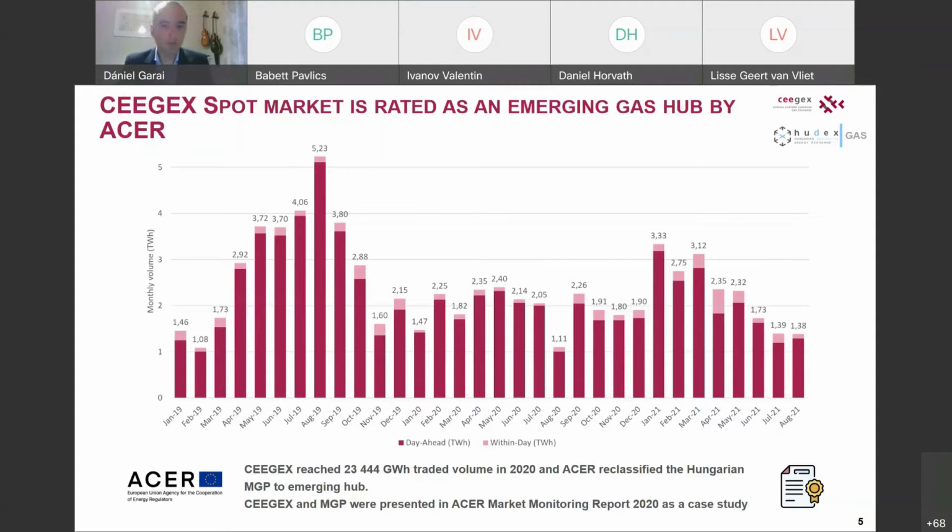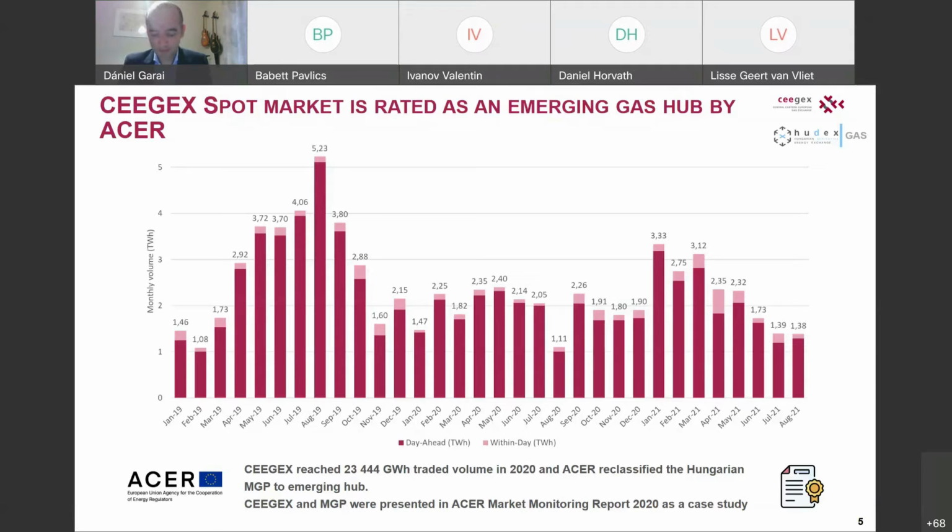One more maybe important element, and this is also a moment to talk about that. On the CEEGEX, we have the day-ahead market and the within-day products or within-day market. Roughly 90% of our traded volume is in day-ahead products, and 10% is in the within-day products.